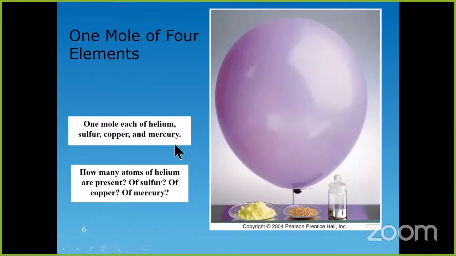So what you'll find is that they're talking about here 4 different elements: helium, sulfur, copper, and mercury. And this is basically a picture of all those elements.